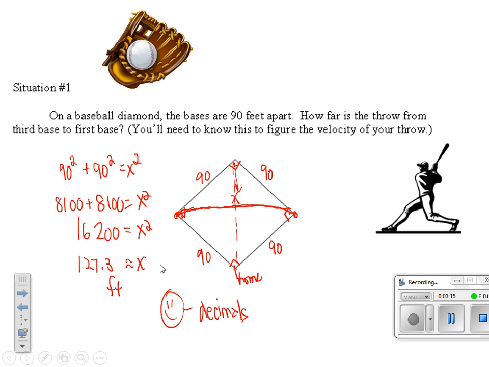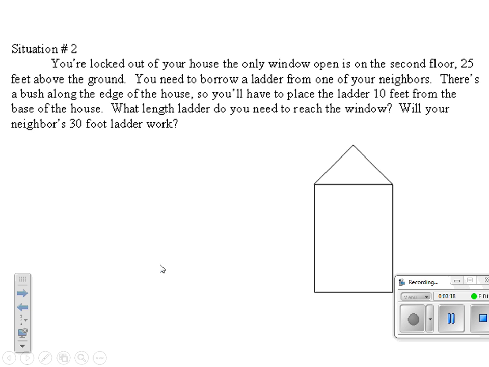All right, situation number 2. Oh my goodness, I have locked myself out of the house, but I just paid a locksmith to come and let me in. But you don't want your parents to know you locked yourself out of the house, and there's a window open, and it's on the second floor, and it's 25 feet above the ground. So we have a ladder, 25 feet, okay? And you need to borrow a ladder from the neighbors. So you go over to the neighbors and you're like, help me out. I need a ladder, okay?